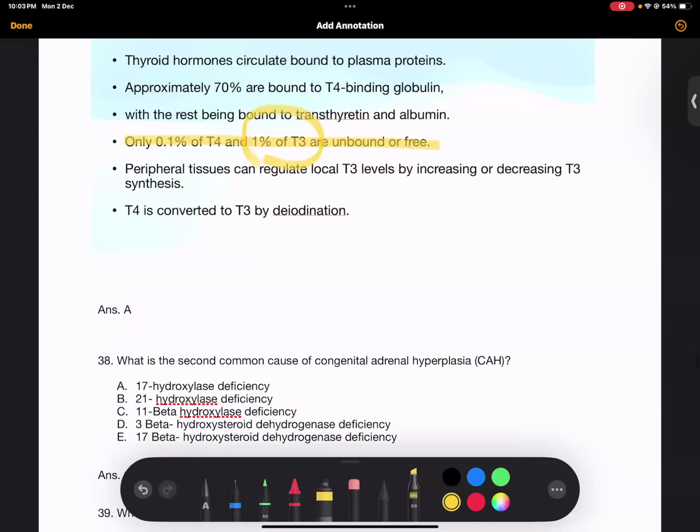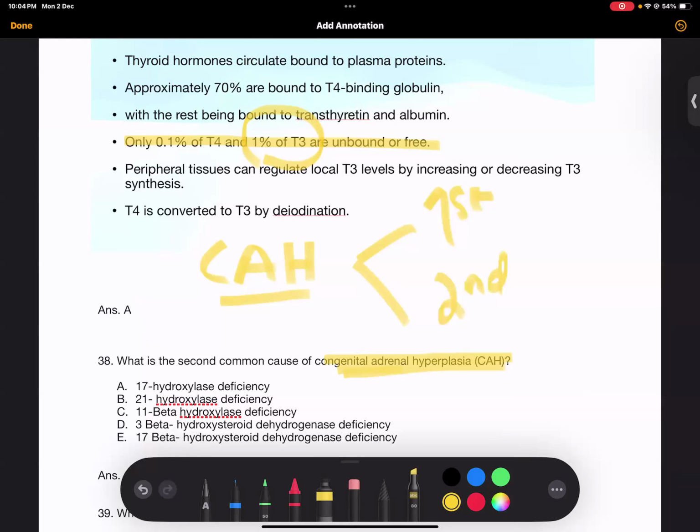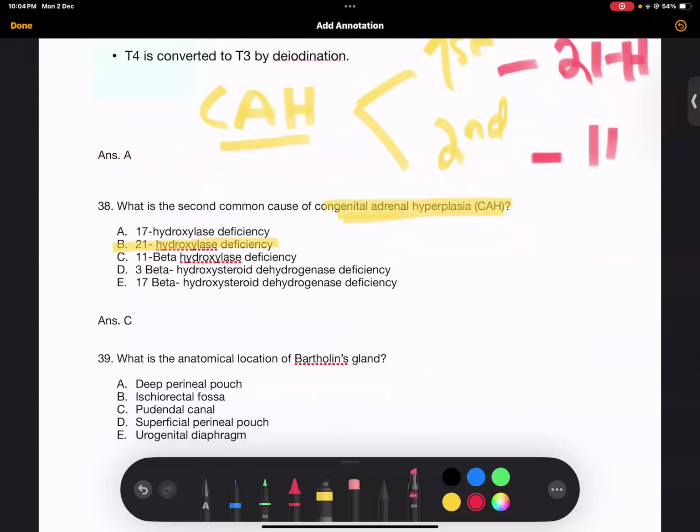What is the second most common cause of congenital adrenal hyperplasia? First, tell me what is the most common cause. You need to remember the first and second most common causes. The first is always 21 hydroxylase deficiency. This is important for the exam. But there's also a second most common, and that is 11 beta hydroxylase. So these two things are important.